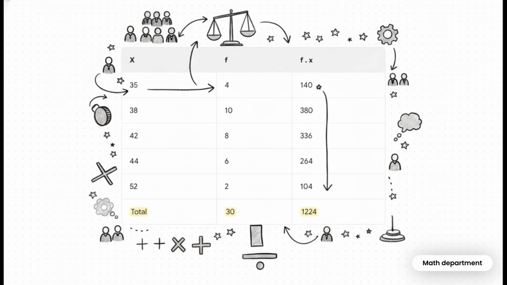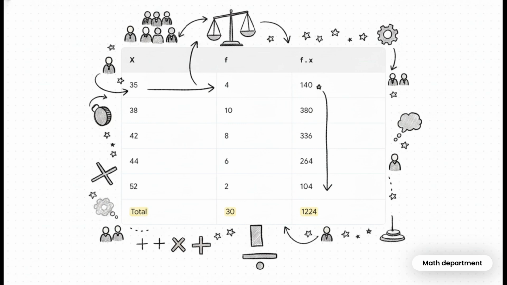Why in the world do we multiply them? Because 4 students weigh 35 kilograms each. Multiplying 35 by 4 to get 140 is just so much faster than writing 35 plus 35 plus 35 plus 35, right? As those products fill into that third column, 380, 336, 216, 104, you can see we are just finding the total mass for each specific group.